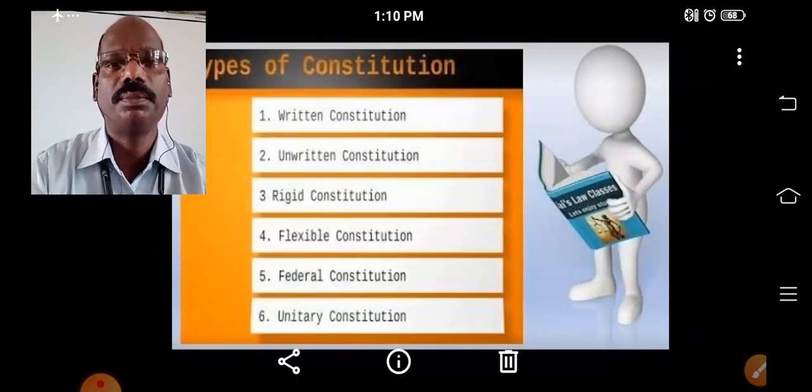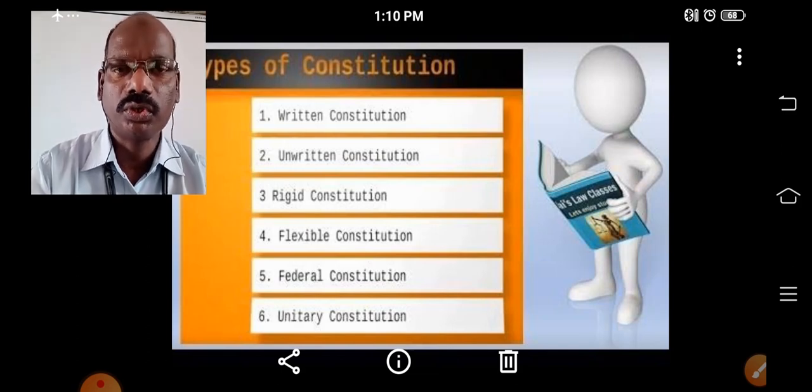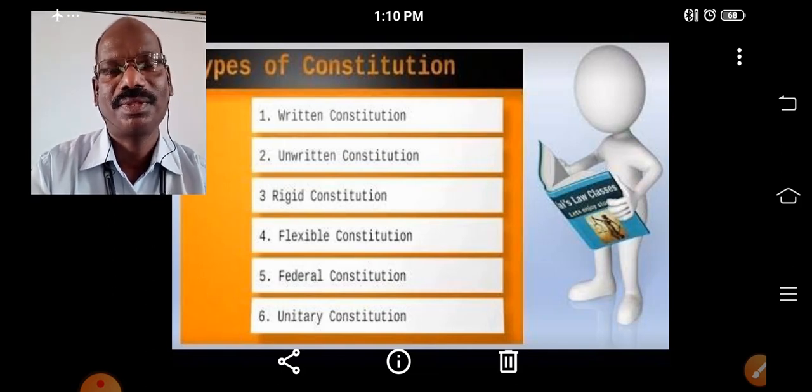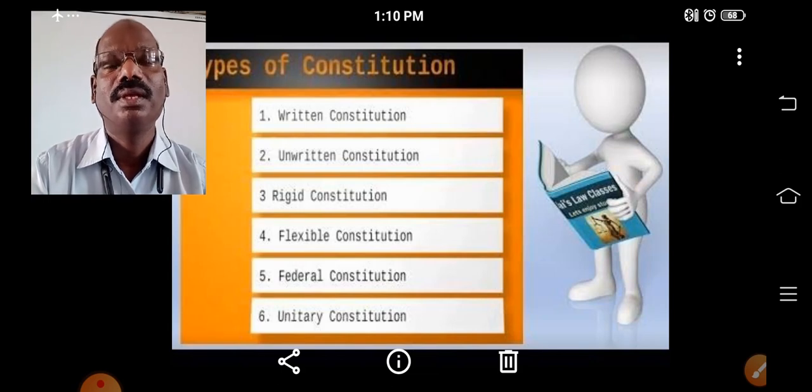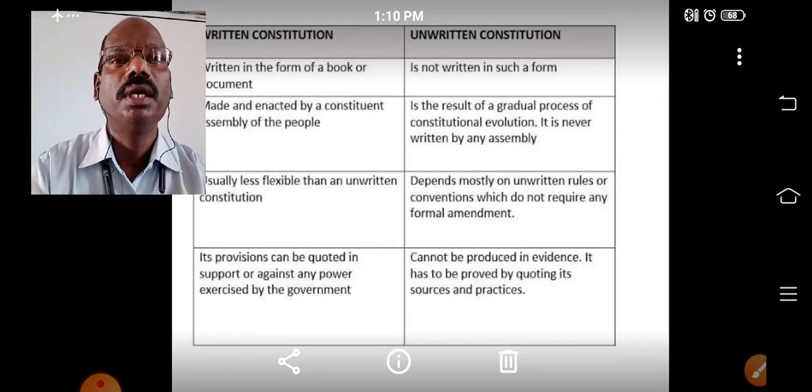There are different types of constitutions: written constitution, unwritten constitution, rigid constitution, flexible constitution, federal constitution, or unitary constitution. Now we are going to see written and unwritten constitutions, and rigid and flexible constitutions. These four points we can discuss now, and see the differences between these constitutions.